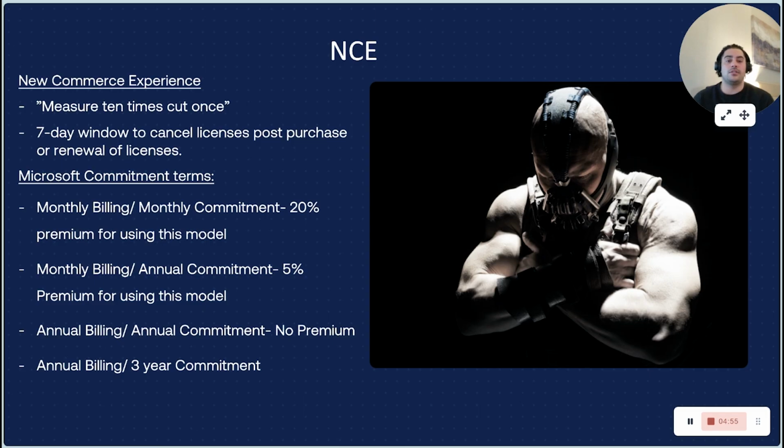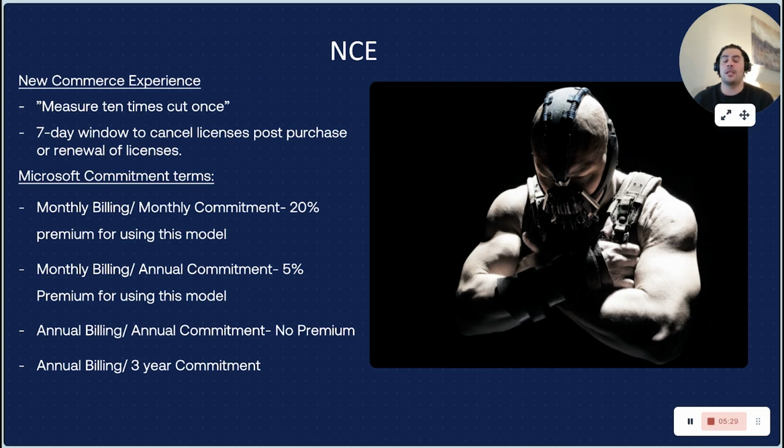Otherwise, you are locked into that commitment term for that quantity of licenses and are responsible for paying that portion of it until the renewal date rolls around. So, speaking of renewal dates, there are a couple different renewal windows that you'd be able to utilize when it comes to NCE. You can see I have them listed there on the left side, but month to month billing is going to be the easiest option when it comes to reducing quantity or changing licenses, but that does come at a premium. So 20% extra for being able to bill and use this commitment model.